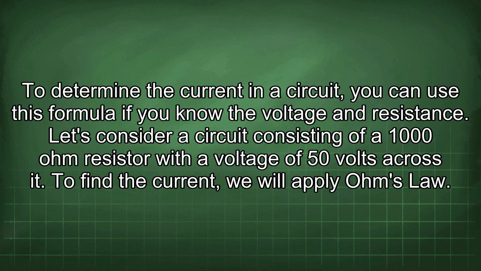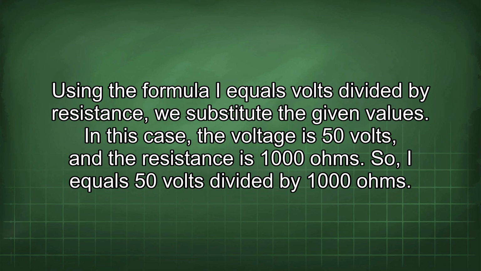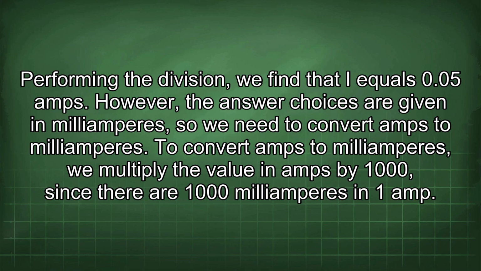Let's consider a circuit consisting of a 1000 ohm resistor with a voltage of 50 volts across it. To find the current, we will apply Ohm's law. Using the formula I equals volts divided by resistance, we substitute the given values. In this case, the voltage is 50 volts, and the resistance is 1000 ohms. So, I equals 50 volts divided by 1000 ohms. Performing the division, we find that I equals 0.5 amps.